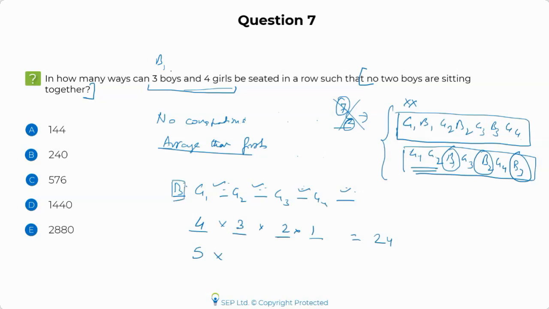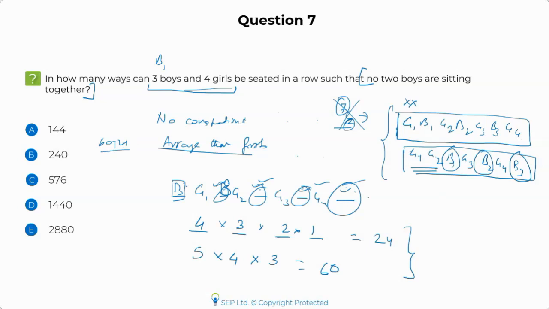For the second boy, how many options do I have? I have 4 options. So the second boy can sit in 4 ways. And once the second boy is seated, the third boy has 3 options. So the number of ways of arranging the boys is basically 5, 4, 3, which is 60. Now ask yourself, what should I do? 24 and 60. Obviously, good part is there's no 60 plus 24. So that gives you a hint that you need to multiply.